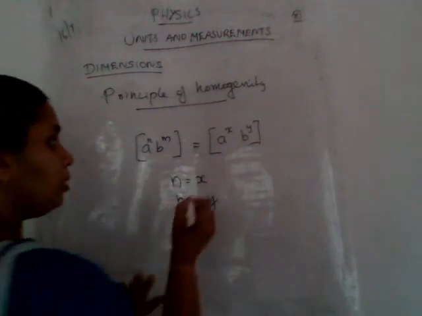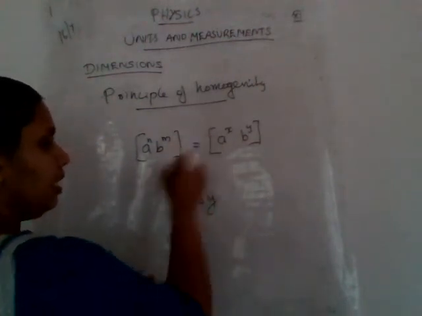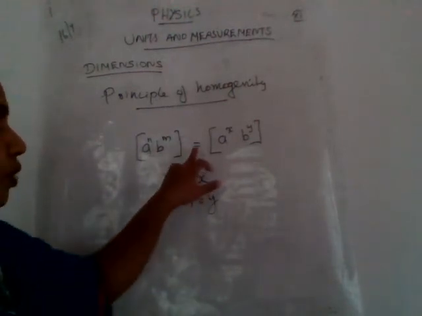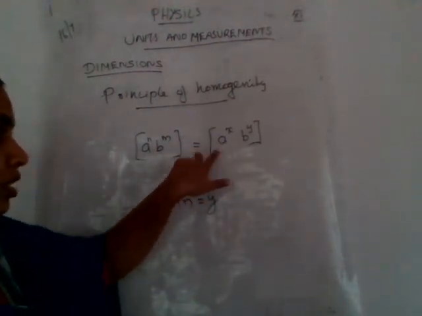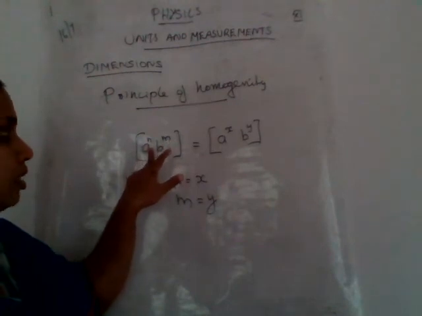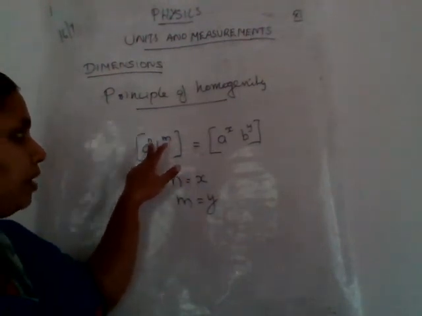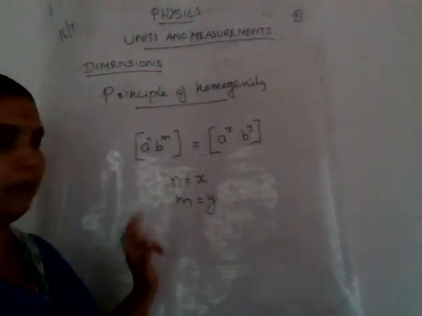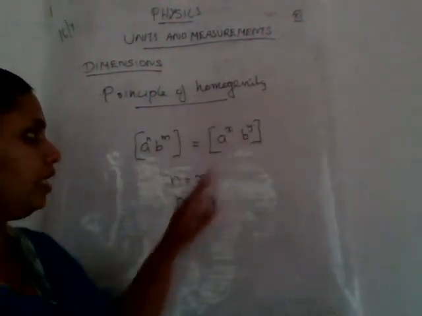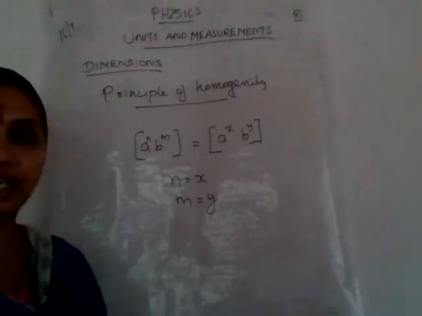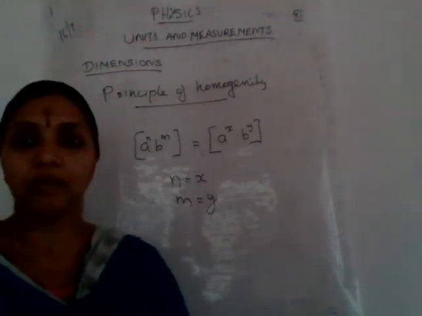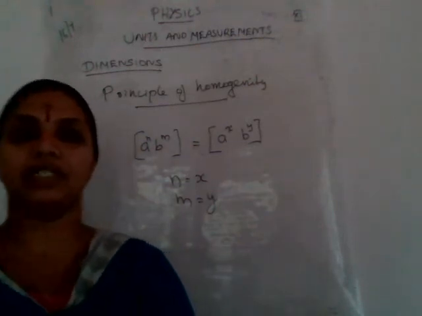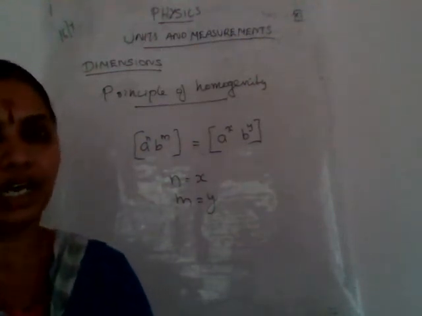If it is not equal, this relation is not an equation. Here it is not equal to this. If it is equal, the power of dimension A here is n and here is x, so n and x will be equal. And here it is m and here it is y, so m and y are equal. So based on this principle of homogeneity, we are going for the applications of dimensional analysis.